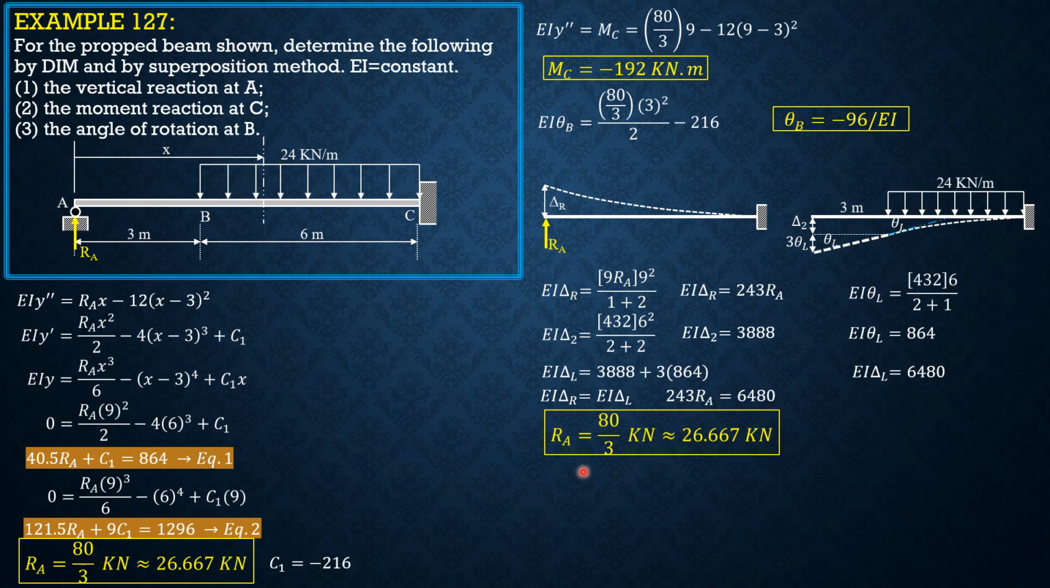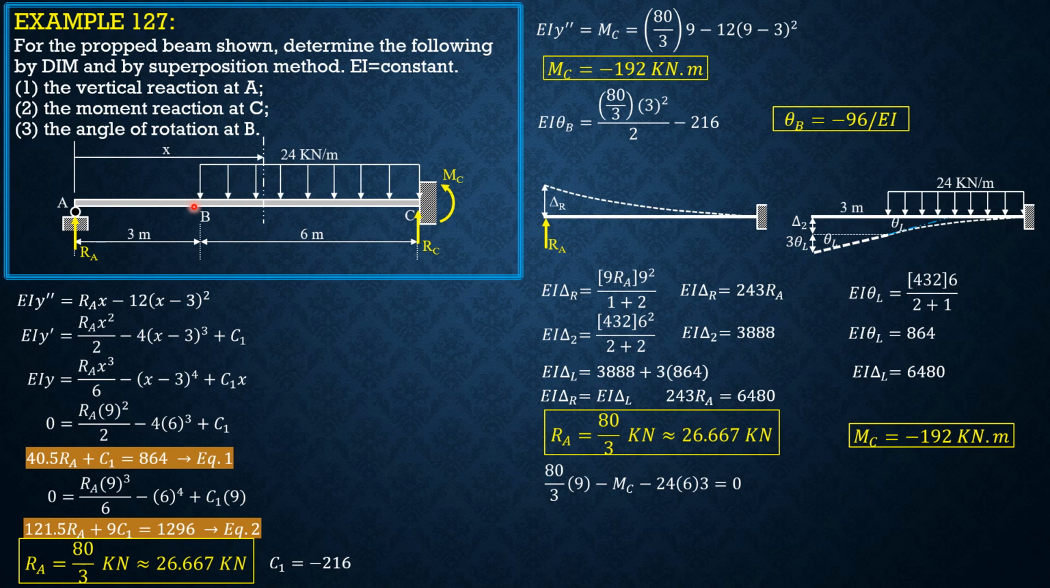Now, having found RA, we apply statics this time to solve for M sub C. Summation moment C equals 0. So this is the positive direction of MC. Just assume positive always. So RA times 9 minus MC minus 24 times 6 times 3 equals 0. So from there we can solve M sub C equals negative 192 kilonewton meter.